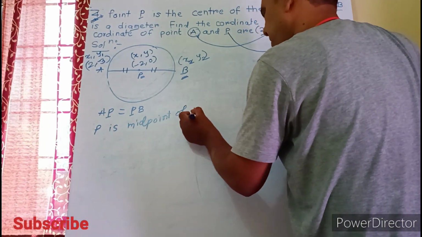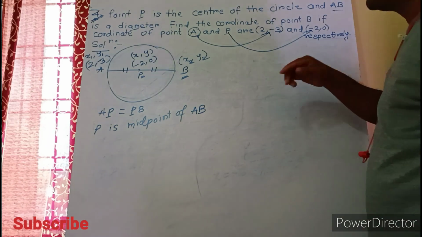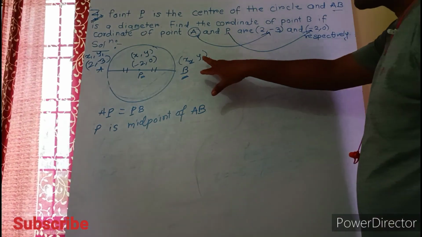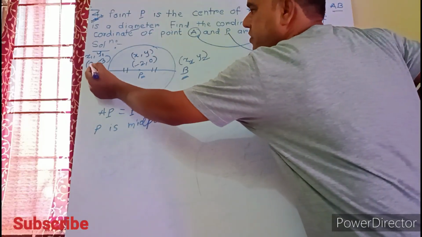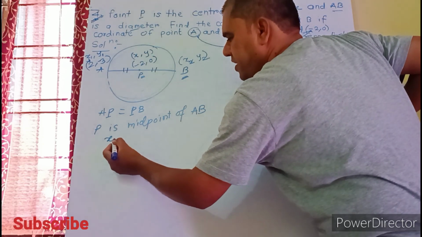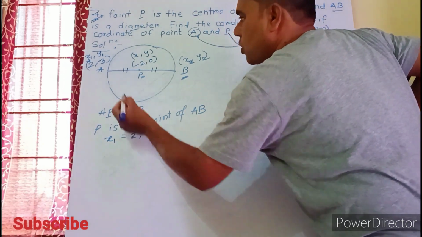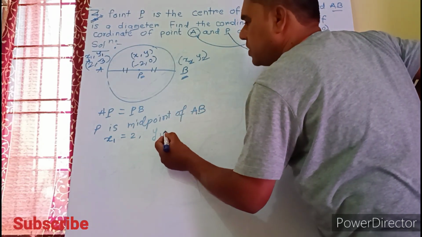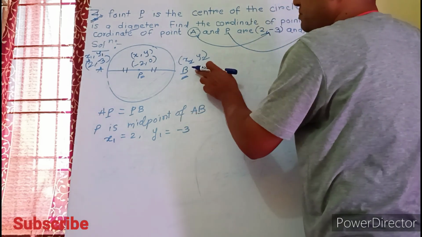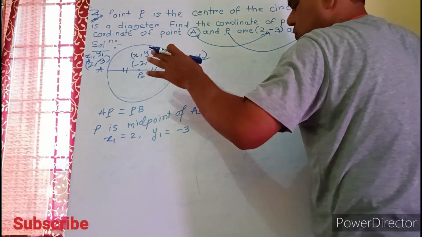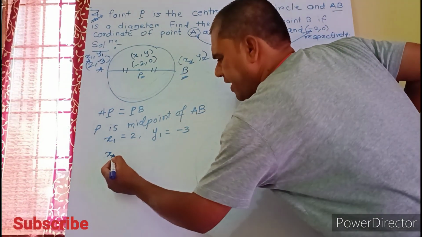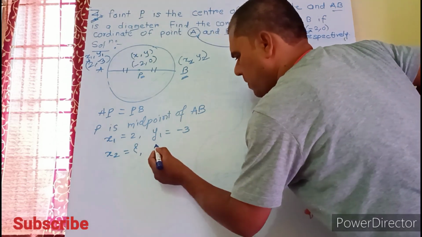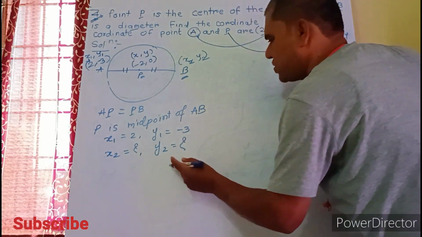Now consider the values of x1, x2, y1, y2. Here we get the value of x1 as 2, therefore x1 equals 2, y1 equals -3. The values of x2 and y2 we have to calculate. Therefore x2 equals question mark, y2 also equals question mark.